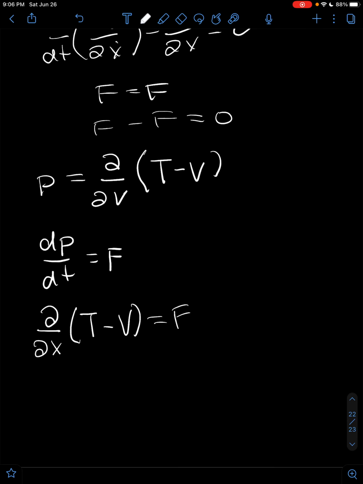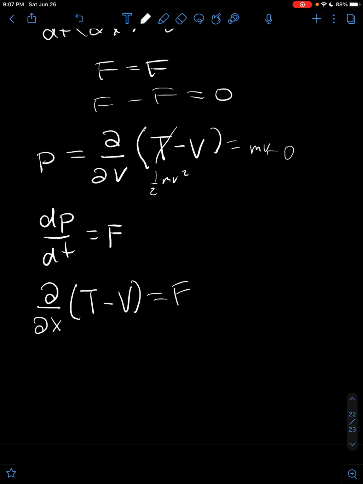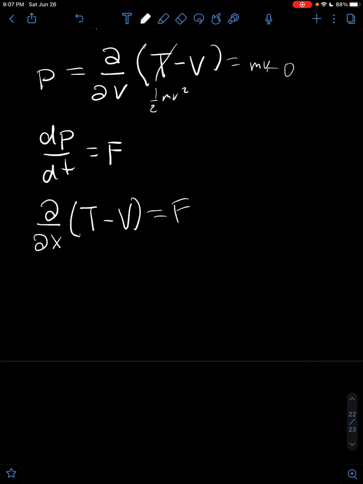So remember that the kinetic energy is just 1/2 mv squared. Well, the derivative of 1/2 mv squared with respect to velocity is just mv, and the derivative of the potential with respect to velocity is 0, unless our potential is moving, right? And of course, the derivative of kinetic energy minus the potential with respect to x is the force.